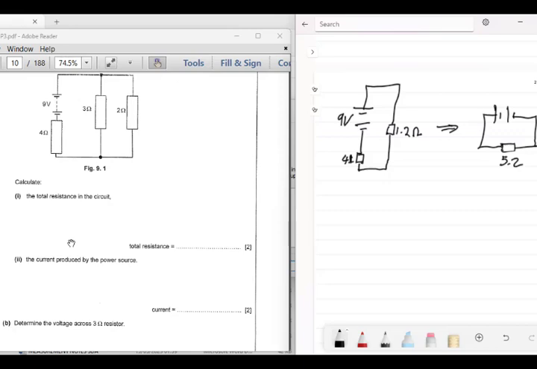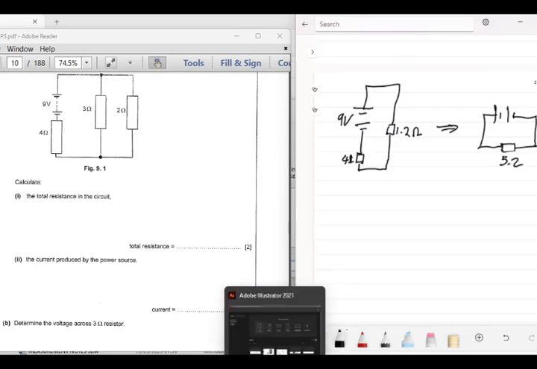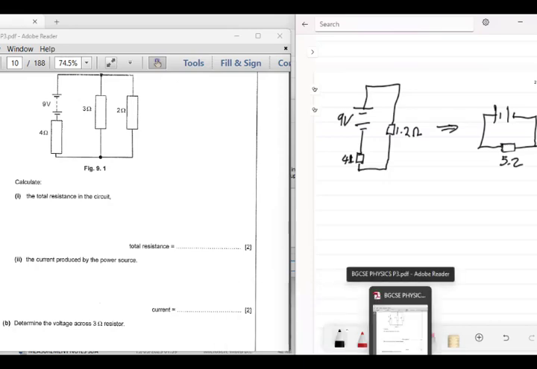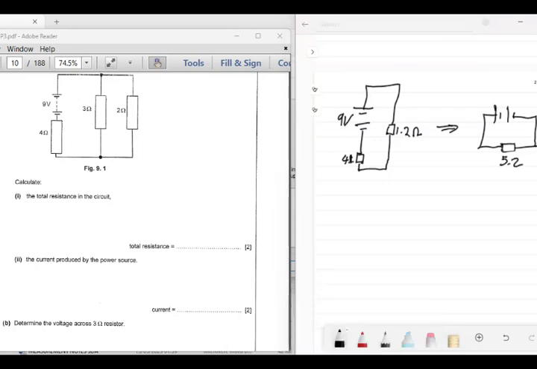So this is 9 volts, right? And this is 4 ohms. This is 1.2 ohms. Okay, let us do this, because we want to make things simple.